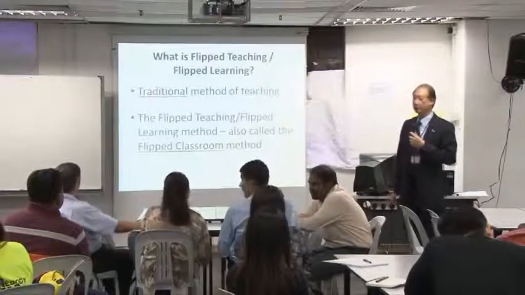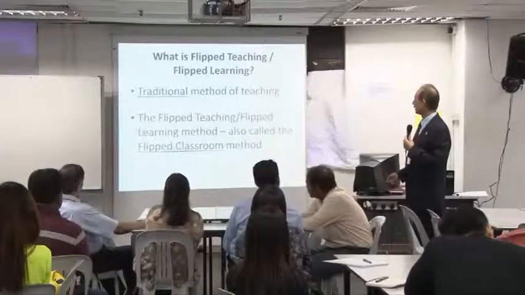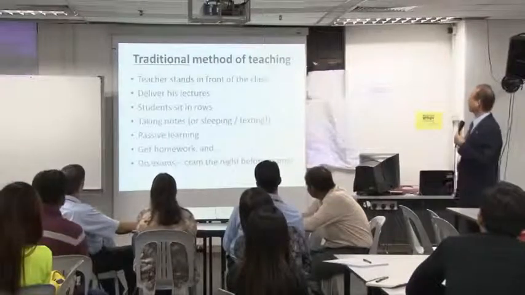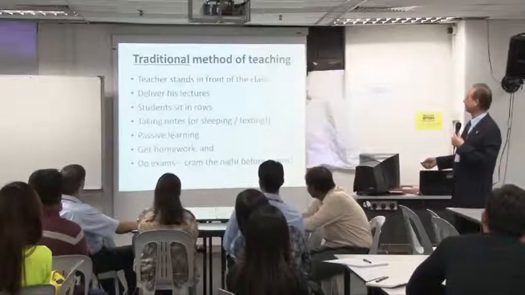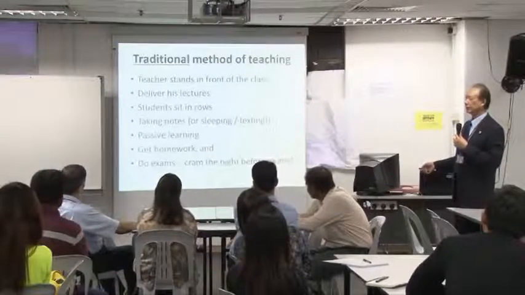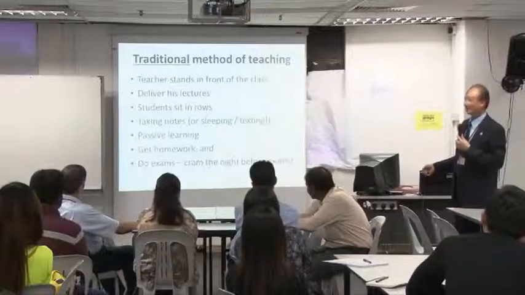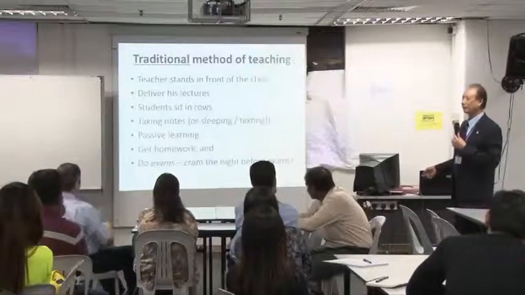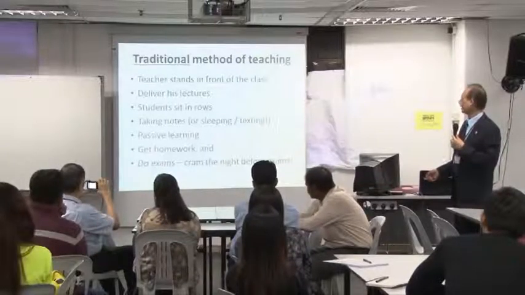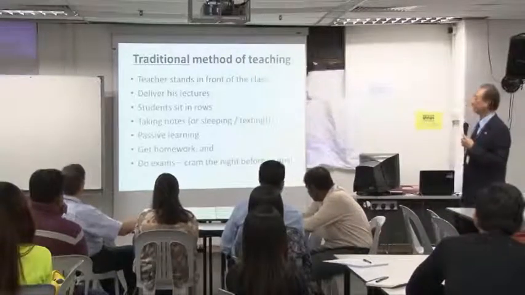So basically, we have the traditional method of teaching and flipped teaching, flipped learning, also called the flipped classroom method. So what is traditional? Let's have a look at traditional first, where usually the teacher stands in front of the class, delivers his or her lectures, while students sit in rows, okay? Students taking notes or falling asleep or texting these days on their iPads. And passive learning, okay? Then they get homework, and then they do exams, and oftentimes they cram the night before. That's the traditional method of learning and teaching.